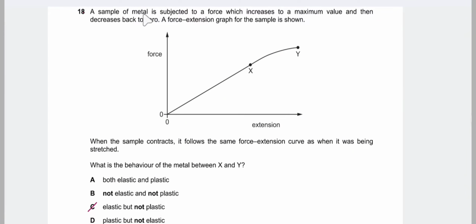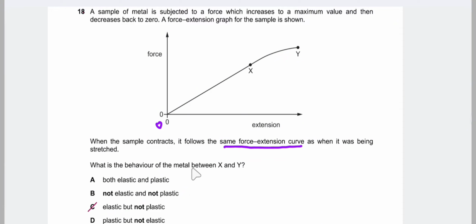Question number 18. A sample of metal is subjected to a force which increases to a maximum value and then decreases back to zero. The force extension graph for the sample is shown. When the sample contracts, it follows the same force extension curve as when it was being stretched. What is the behavior of the metal between x and y? So it follows the same force extension curve. That means it returns to an extension that is 0.